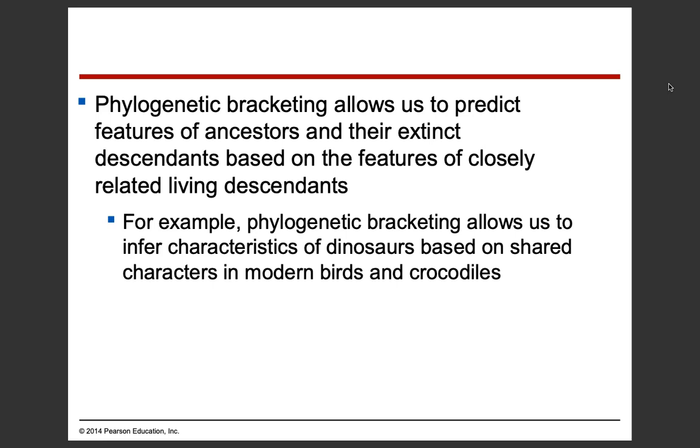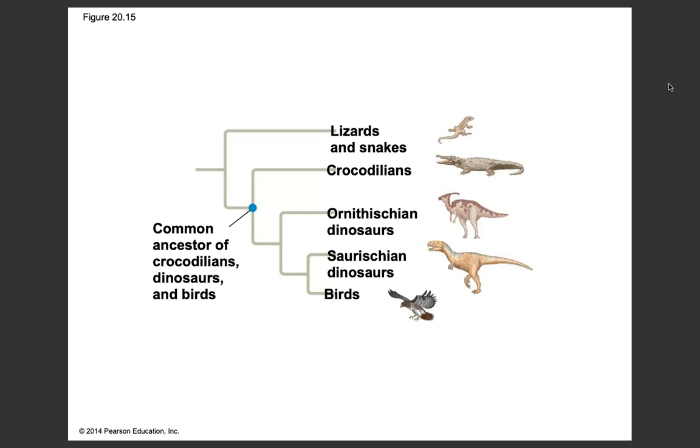They are the best educated guess that we have for evolutionary relatedness based on the information at that given time. So phylogenetic bracketing allows us to predict features of ancestors and their extinct descendants based on the features of closely related living descendants. We rely heavily on the fossil record for this. For example, phylogenetic bracketing allows us to infer characteristics of dinosaurs based on shared characters in modern birds and crocodiles because we know that they are descendants of dinosaurs, which is still really, really cool. So here's an example of the little phylogenetic tree for birds and their close relatives. We're able to make inferences about ancestral organisms based on our existing organisms.